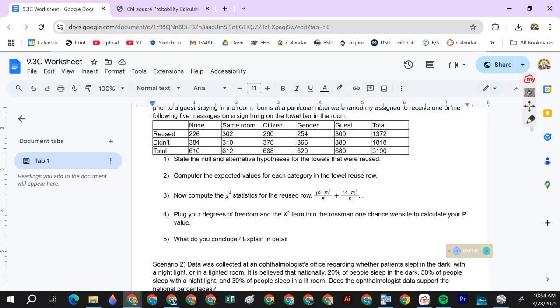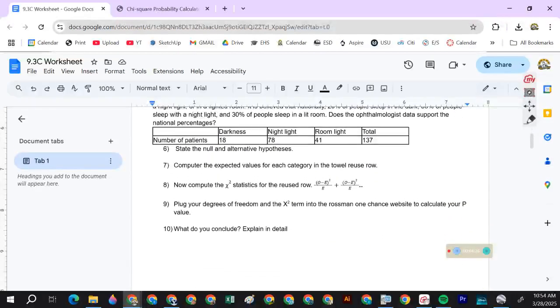So we get a p-value of 2%. Do we accept the null or reject the null? Reject the null, what does that mean? At least one of them is not the same. So is there a difference in towel reusage? Yes, there is. And there are lots of different ways to say that, but the explanation is going to mean the same thing. Okay.